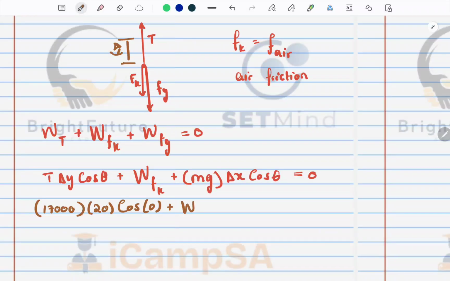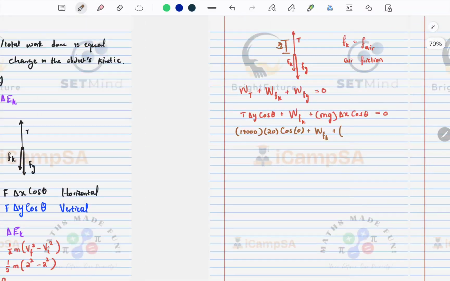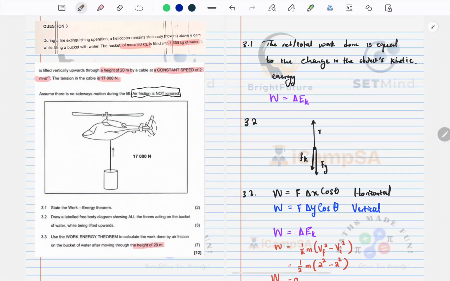Then plus Wfk. Then plus for mg, we're going to have the mass of the bucket. The mass of the bucket at the moment, before being filled, was 80 kg.